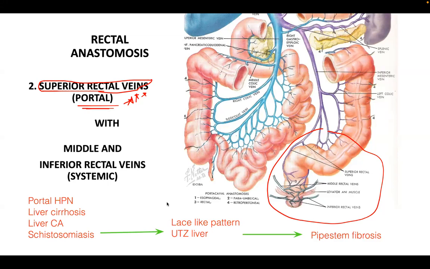So I hope you guys are following me. Common causes of portal hypertension: liver cirrhosis, liver cancer. There's also schistosomiasis. Now, schistosomiasis usually causes periportal fibrosis. On ultrasound, it's a lace-like pattern. And the pathology there is a pipe stem fibrosis of the liver. Now, question.